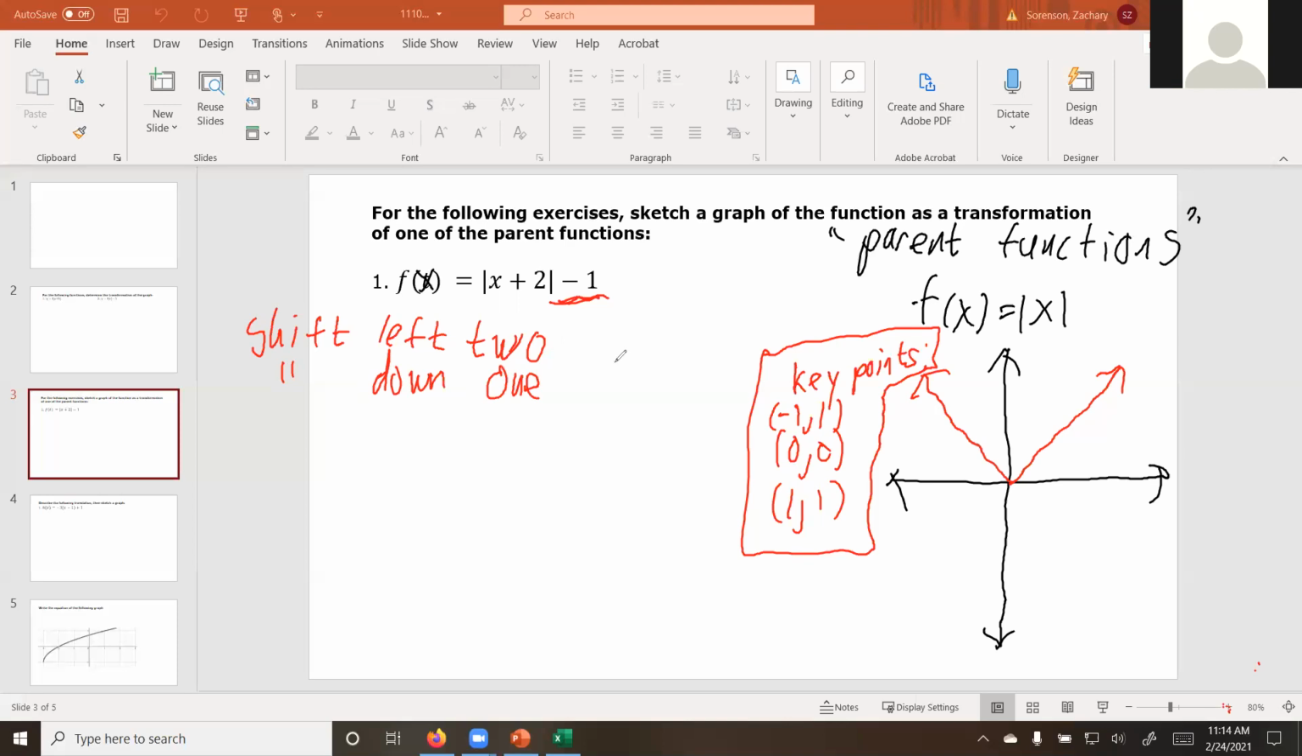Next part of my process, write down my key points over here. My key points are -1, 1, 0, 0, and 1, 1. It's just taken from over here. So now I want to identify what my shifts will do to each of my points. So I'm starting with shift left 2.